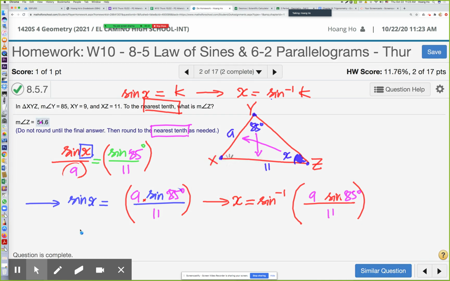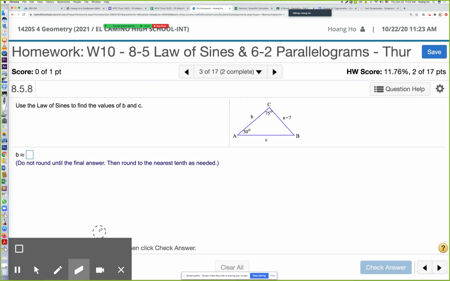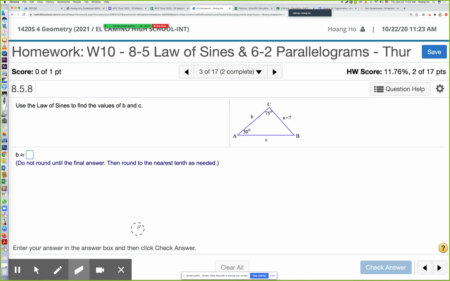Next question. Right here, in this triangle, now you're looking for the values of B and C.